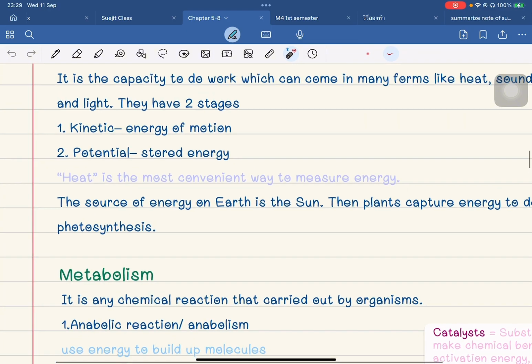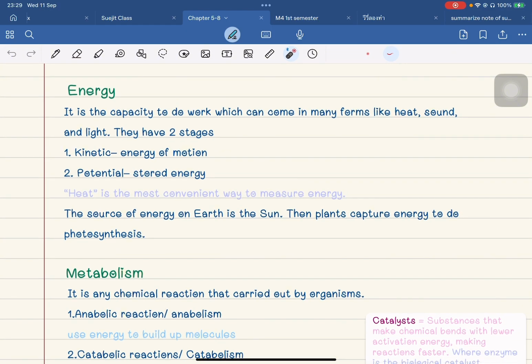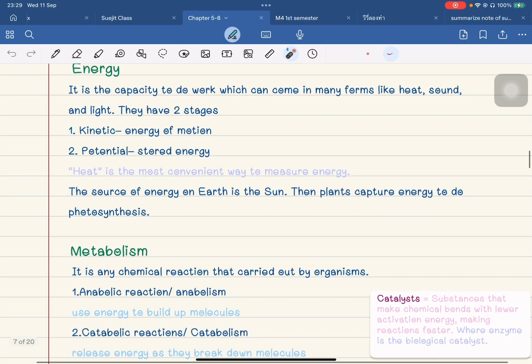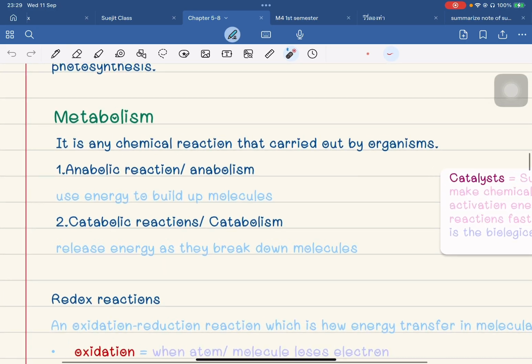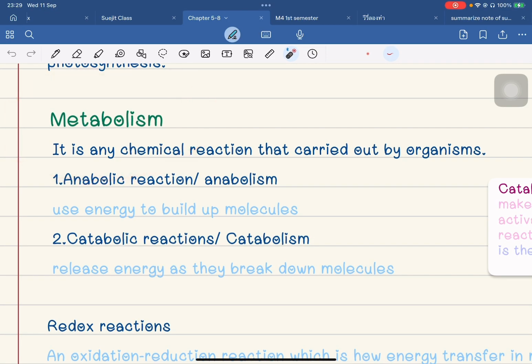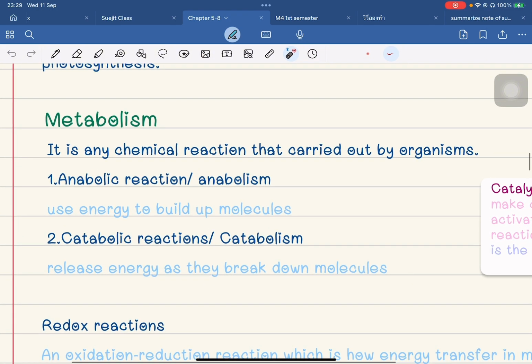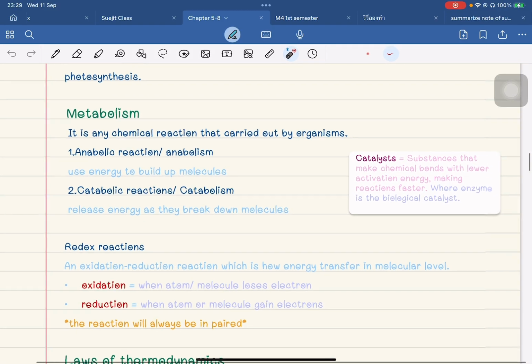The source of energy on Earth is the sun. Then the plant captures the energy to do photosynthesis. And next we're going to learn about metabolism. It is any chemical reactions carried out by an organism. We have two types: the anabolic reactions, or anabolism, and the catabolic reactions, or catabolism. Anabolic uses energy to build up molecules, but catabolism releases energy as it breaks down molecules.